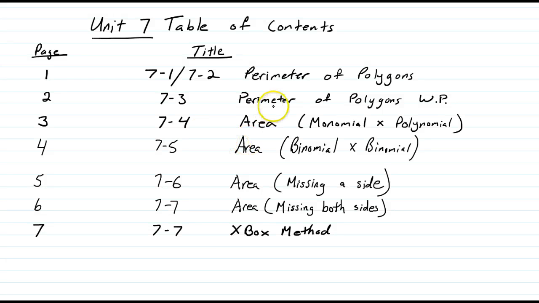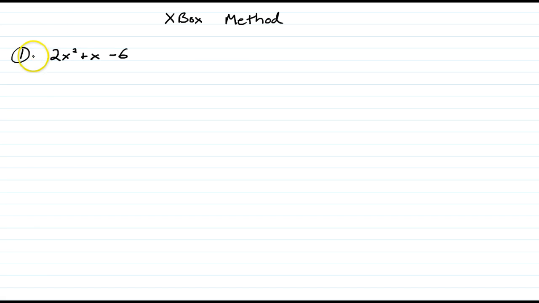All right, today we're going to review the X-box method, so please add it to the table of contents. All right, so let's take a look at our first example, 2x squared plus x minus 6.